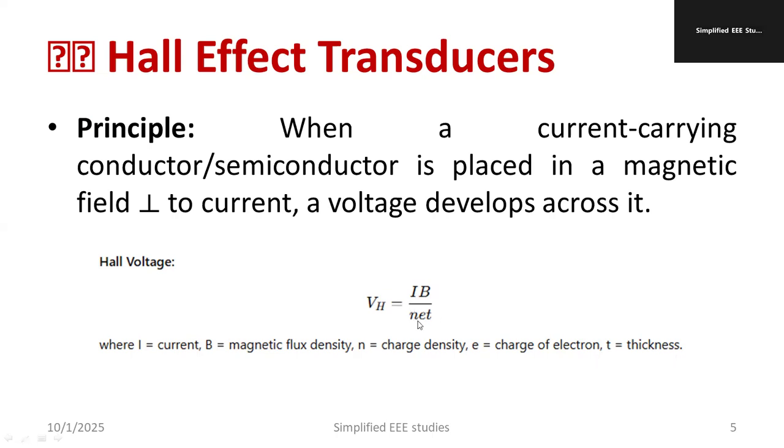IB by NET, not I net, NET. E is the charge of electron, 1.6 into 10 to the power minus 19. Then T is the thickness, and N is the charge density. Those things you have to substitute. IB by NET, that you have to remember.